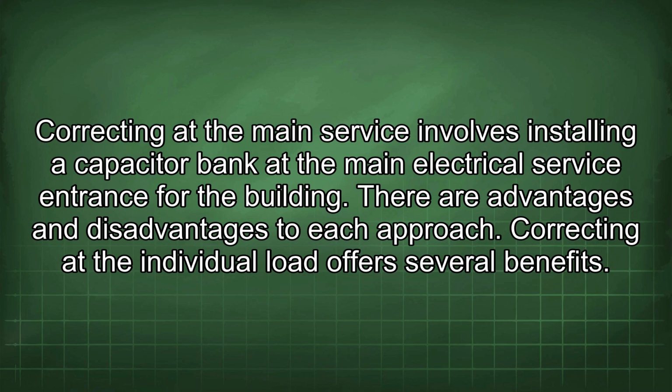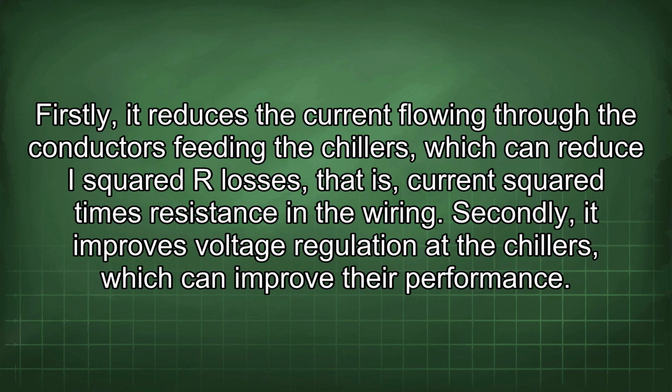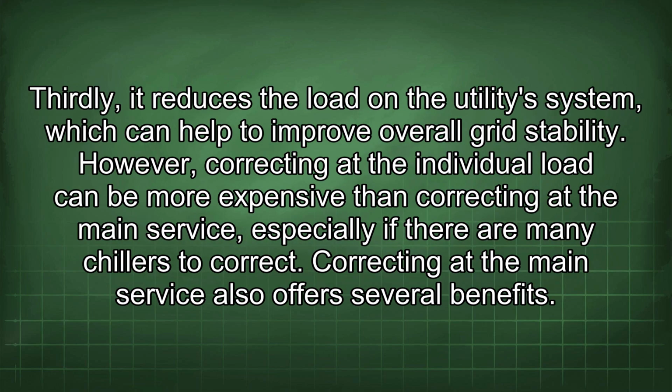Correcting at the individual load offers several benefits. Firstly, it reduces the current flowing through the conductors feeding the chillers, which can reduce I²R losses, that is, current squared times resistance in the wiring. Secondly, it improves voltage regulation at the chillers, which can improve their performance. Thirdly, it reduces the load on the utility system, which can help to improve overall grid stability. However, correcting at the individual load can be more expensive than correcting at the main service, especially if there are many chillers to correct. Correcting at the main service also offers several benefits.